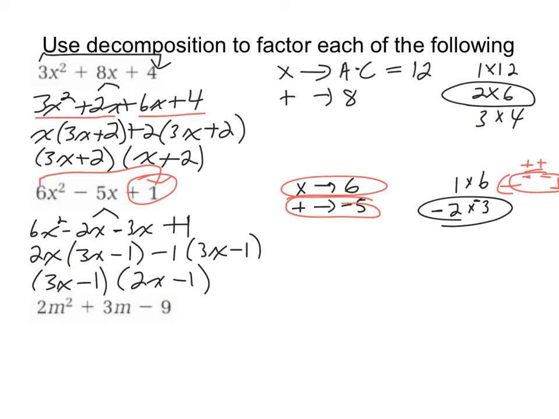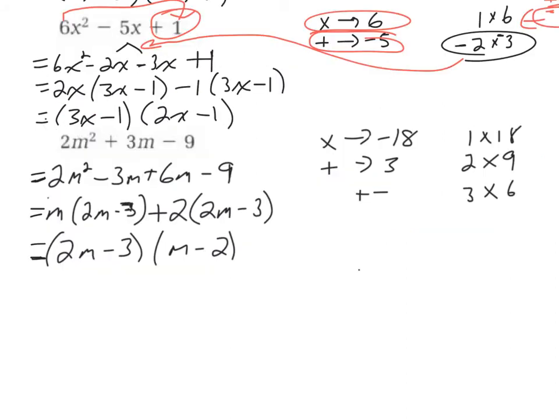So all I do then is I use those numbers to rewrite that middle term as negative 2x and negative 3x. And then I simply do the factor by grouping process. Try that last one. And here's the answer for the last one.